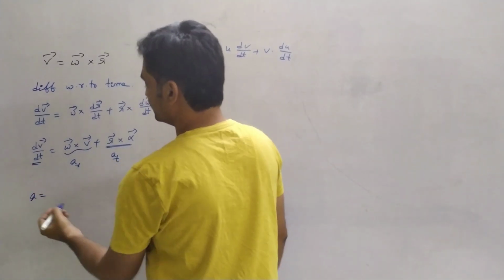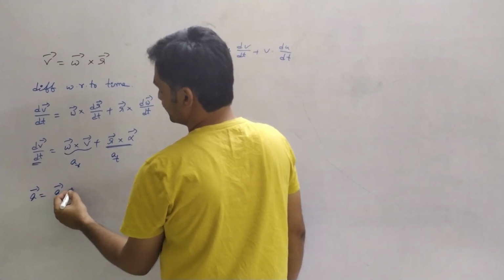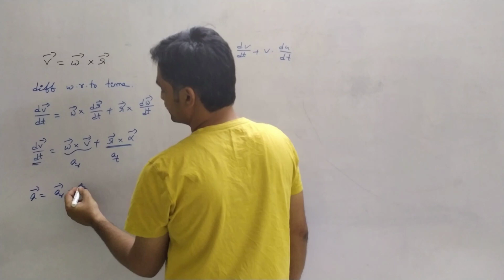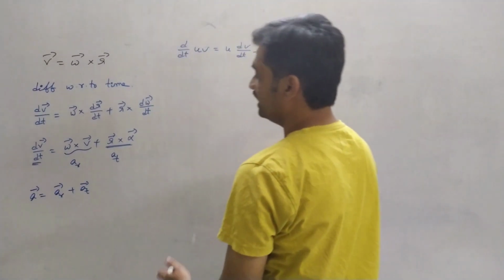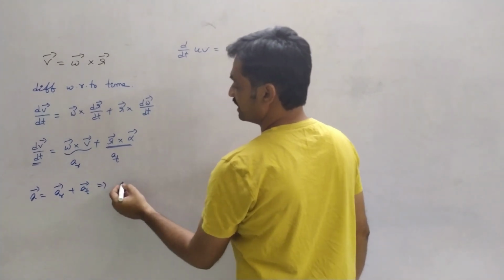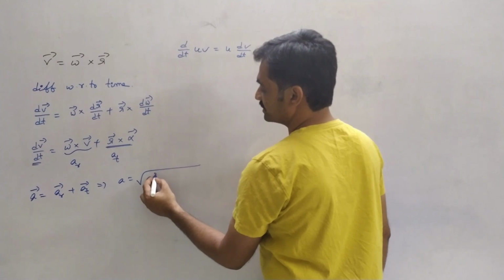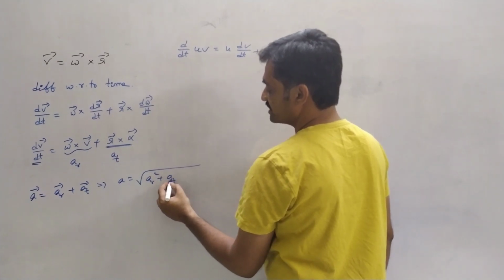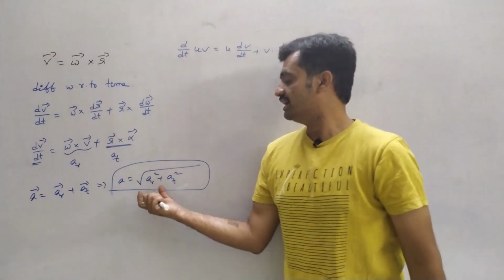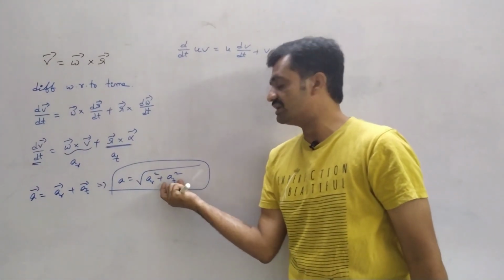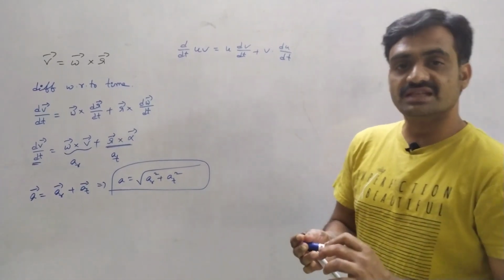Based on that we can represent it as a bar equals a suffix r bar plus a suffix t bar. So it is in vector form, whereas the magnitude for this equation can be given as a equals under root of a suffix r square plus a suffix t square. This represents the equation of acceleration in terms of magnitude for radial as well as tangential acceleration for a rotating body. Take a screenshot.